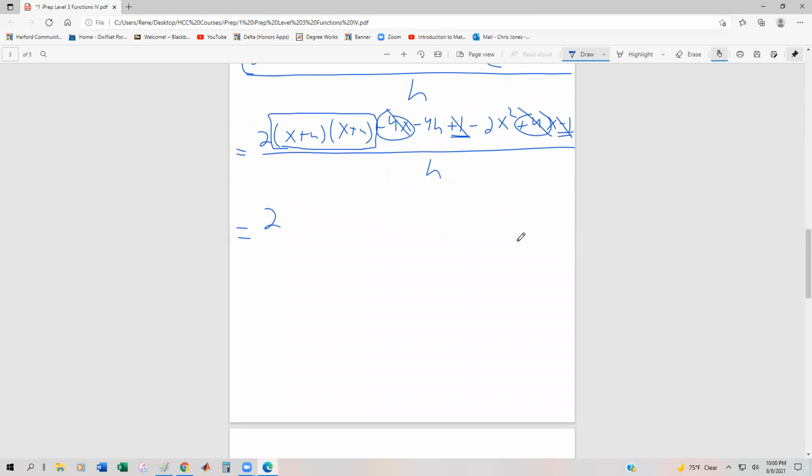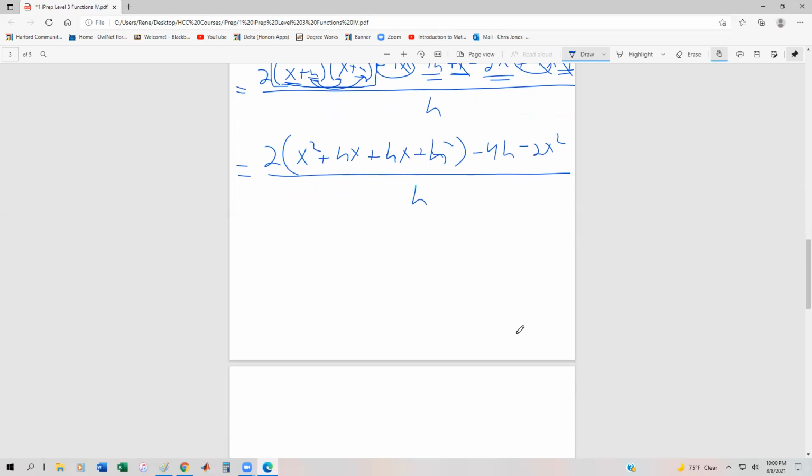So we're going to have 2 quantity, x times x is x squared, x times h is hx. We have another h times x. And then finally, we have h times h, which is going to be h squared. We also have our minus 4h from before, and then we also have a minus 2x squared that we're bringing down. We're going to divide all of that by h.